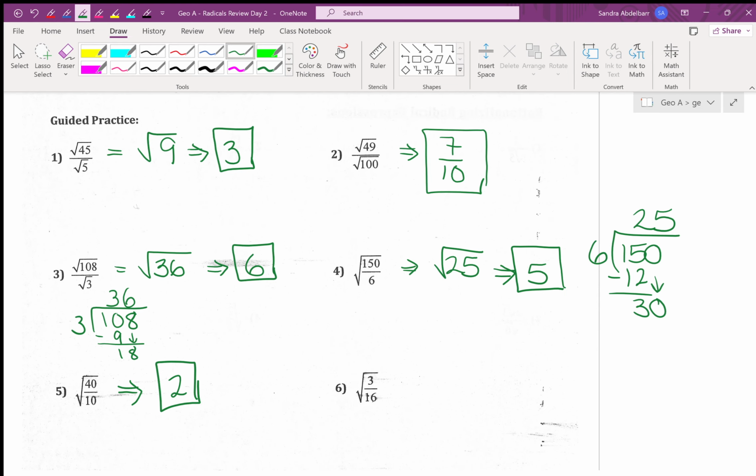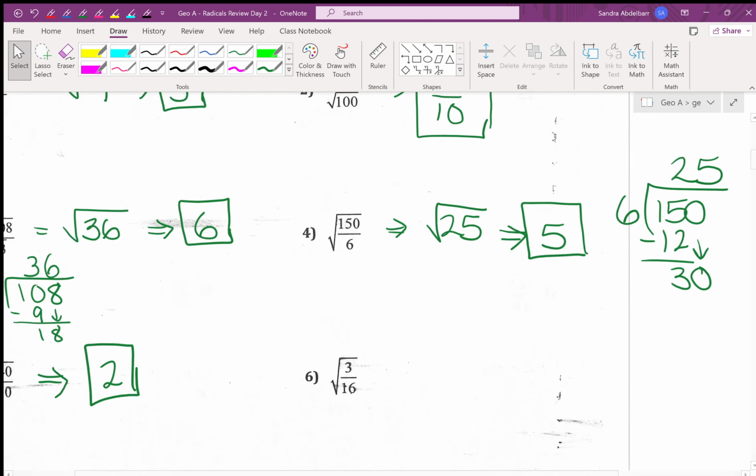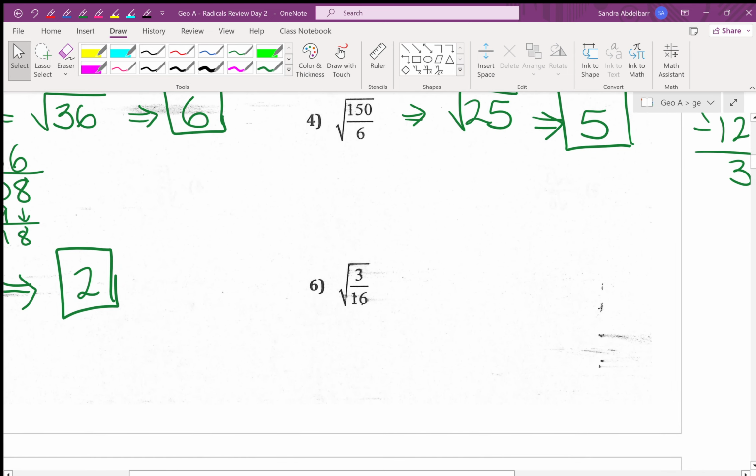Okay, so number 6 is a little bit different. We're dealing with something that we're not allowed to deal with. We cannot deal with a fraction underneath the radical. The other problem is I cannot simplify 3 and 16. This can't be divided, it can't be simplified. So what you do is you go from one illegal thing to another illegal thing, but the second illegal thing could sort of help you out.